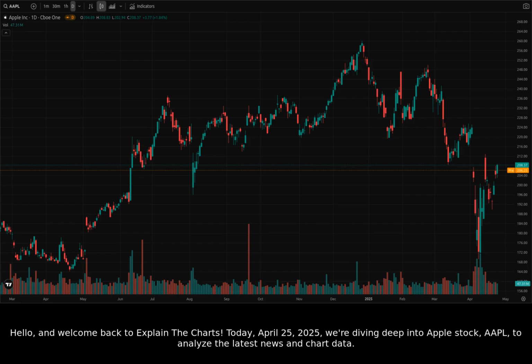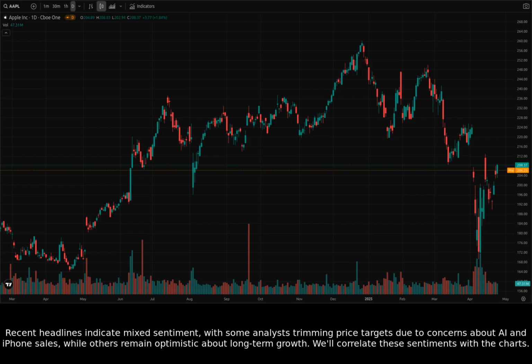Today, April 25th, 2025, we're diving deep into Apple stock, to analyze the latest news and chart data. Recent headlines indicate mixed sentiment, with some analysts trimming price targets due to concerns about AI and iPhone sales, while others remain optimistic about long-term growth. We'll correlate these sentiments with the charts.